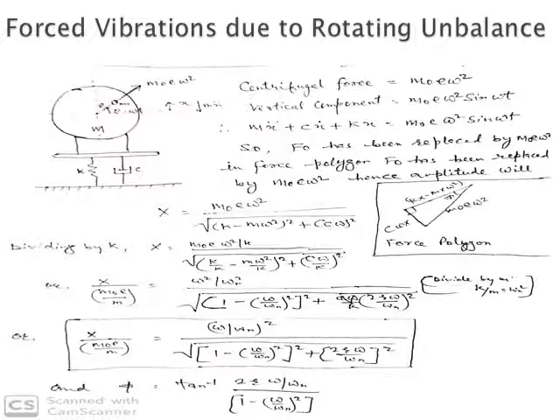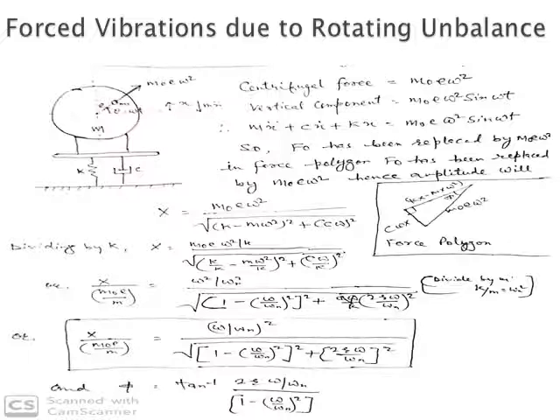Let an unbalanced mass m0 be rotating in the system. The centrifugal force due to this m0 is m0 e omega square, where e is the distance and omega is the angular velocity, at angular displacement omega t. It has two components.